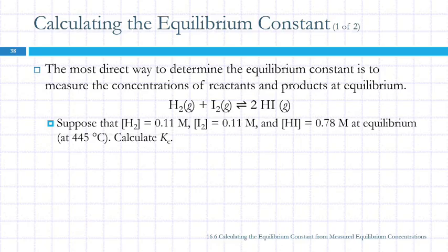So here, they did it, and they found that H2 was 0.11 molar, I2 was 0.11 molar, and HI was 0.78 molar. It says calculate Kc. You should always write the expression first before you throw in numbers. So this is going to be HI squared divided by H2 and I2.